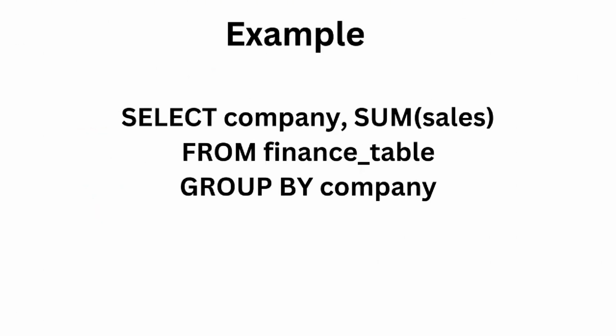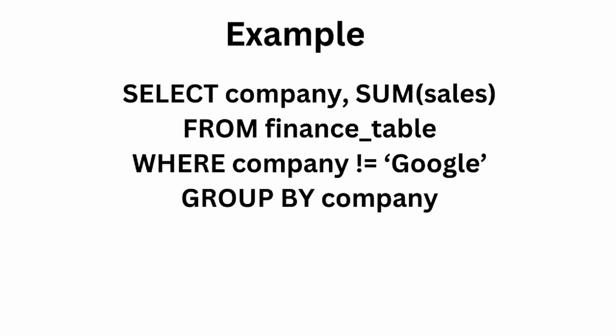Let's imagine this very simple query where we're selecting some sort of company column and then taking the sum of the sales column from some financial table where we group by company. So we're aggregating sales per company. Now we've already seen we can filter before executing the group by with a where statement. For example, here I could put a where right before my group by and say where company not equal to Google because maybe I don't want to include Google in my final results.